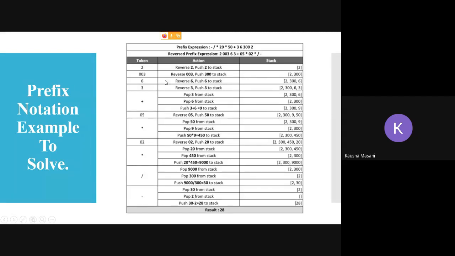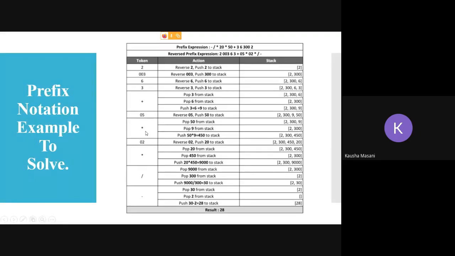Then it is 6, a unit digit, so nothing to be reversed, and 6 is pushed. Then it is 3, nothing to be reversed, again 3 is pushed. Then there is plus, so you are popping out the top values. 3 and 6 got popped out, addition applied, so the answer is 9, and 9 got inside the stack. Then it is 0 and 5, so reverse it, it is 50, pushed into the stack. So your stack is now having 2, 300, 9, and 50 at the top.